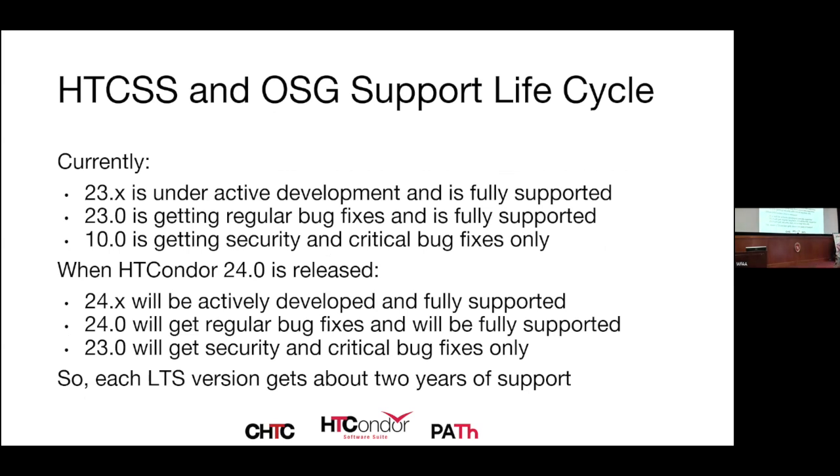So the life cycle's changed a little bit in terms of support. Currently, we have 23X. It's under active development and is fully supported. 23.0 is getting regular bug fixes and is also fully supported. 10.0, which was last year's before, nominally 22, is getting security and critical bug fixes only. When 24.0 comes out in a couple months, 24X will be actively developed and fully supported. 24.0 will get regular bug fixes, and 23 moves to security and critical bug fixes only. So that means that every LTS has about 2 years of support.